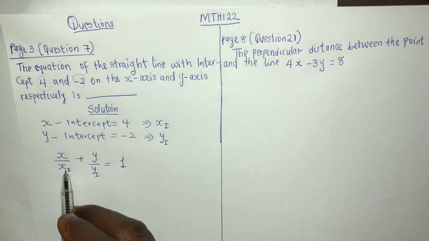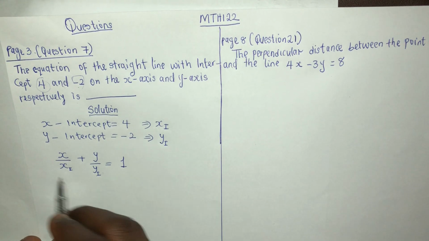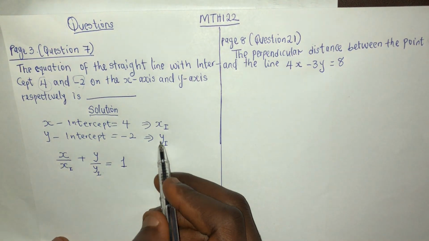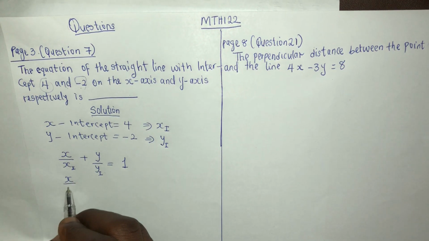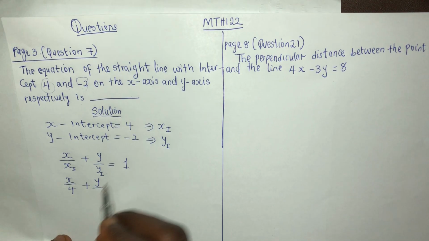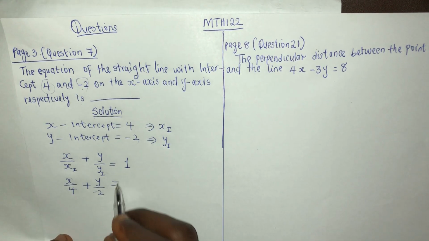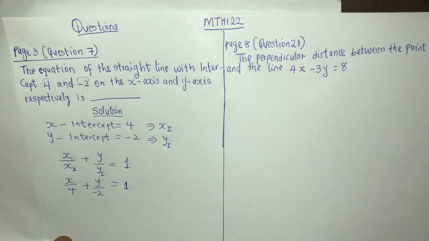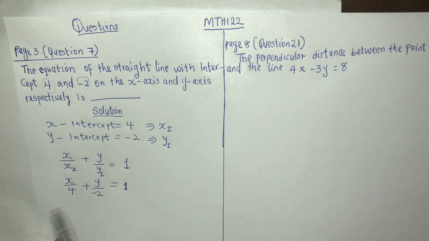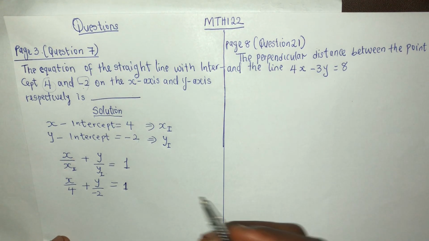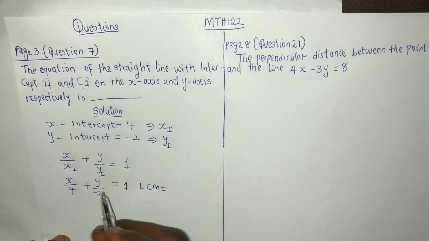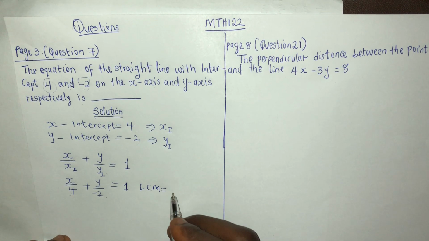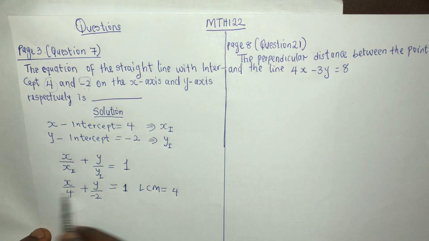So in this case, what am I supposed to do? I will substitute. Anywhere I see my xi, I'll put 4. Anywhere I see my yi, which is the y-intercept, I'll put minus 2. So I'll have x over 4 plus y over minus 2 equals 1. We all know that whenever we have a fraction, to clear the fraction we just find our LCM and multiply all through by the LCM. The LCM of 4 and minus 2, let's forget about the sign for now, 4 and 2, is actually 4. So I'm going to be multiplying all through by 4.